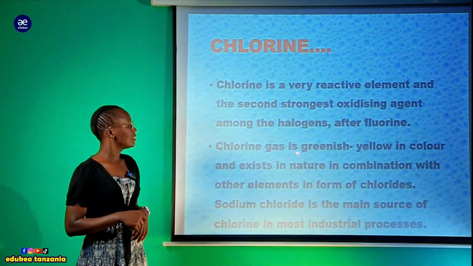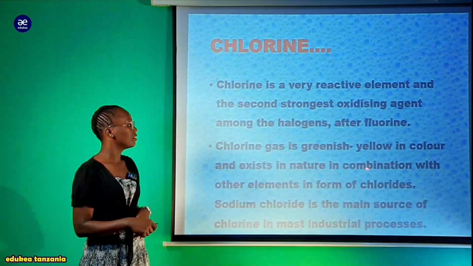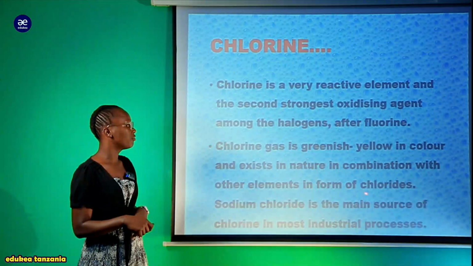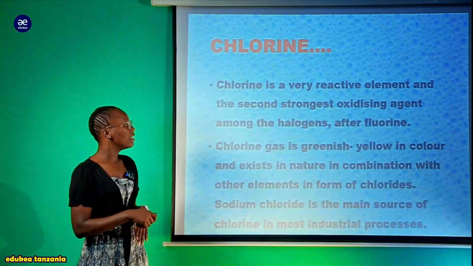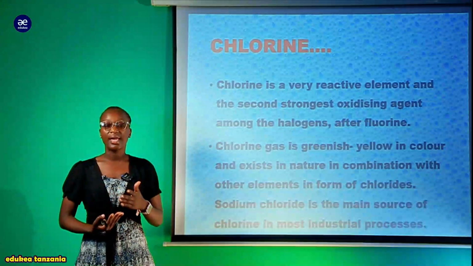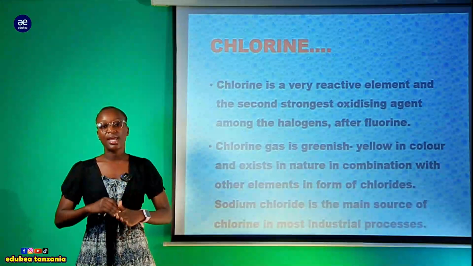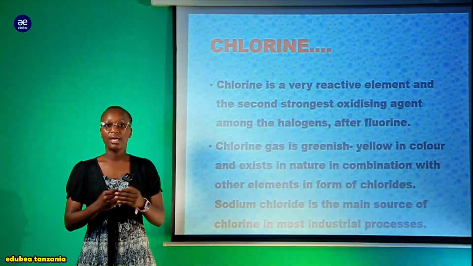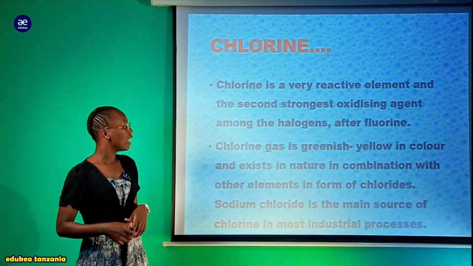So chlorine ni very strong oxidizing agent ambayo ni second oxidizing agent katika ile series ambayo tuliona kwenye session iliyopita. Now, chlorine gas is greenish yellow in color and exists in nature in combination with other elements in the form of chlorides. Kwamba chlorine mwenyewe ni greenish yellow in color. Greenish yellow means kijani kinaendea kwenye njano, so at the intermediate there. So that's why we say it is a greenish yellow color.